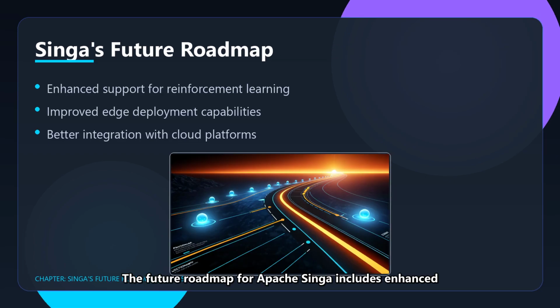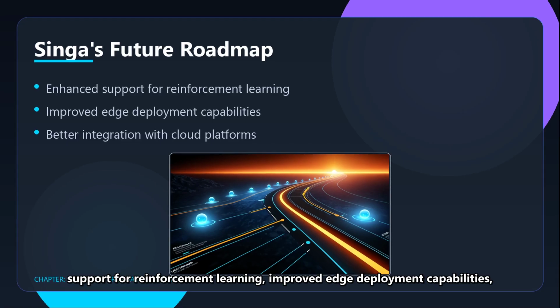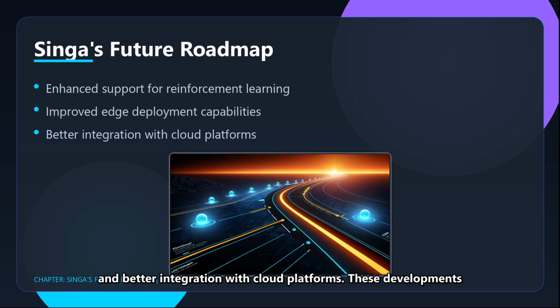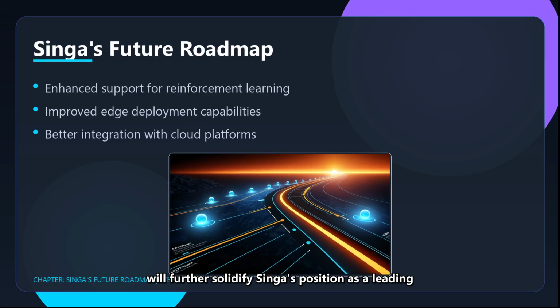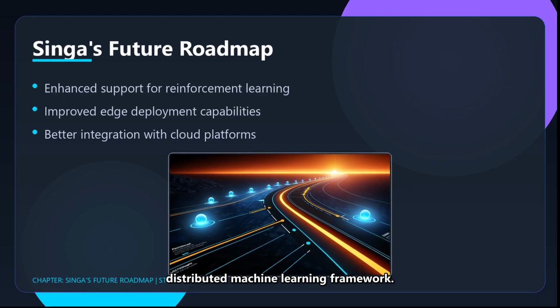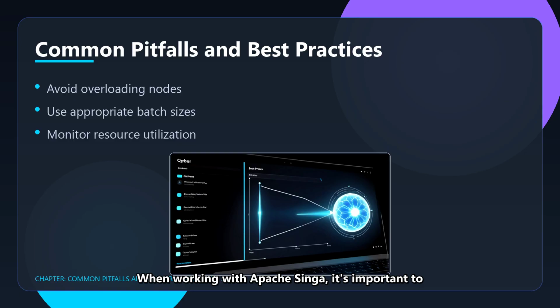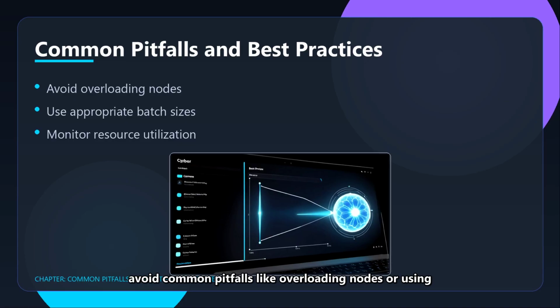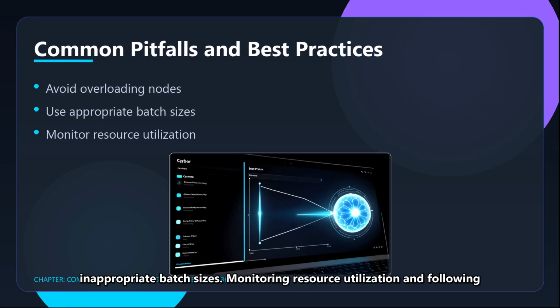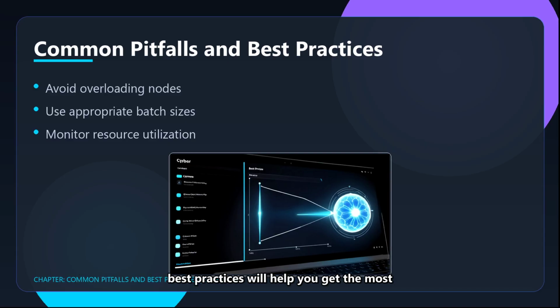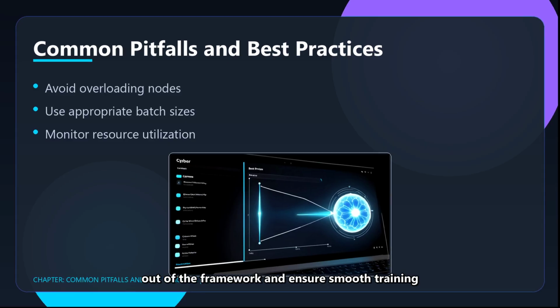The future roadmap for Apache Singa includes enhanced support for reinforcement learning, improved edge deployment capabilities, and better integration with cloud platforms. These developments will further solidify Singa's position as a leading distributed machine learning framework. When working with Apache Singa, it's important to avoid common pitfalls like overloading nodes or using inappropriate batch sizes. Monitoring resource utilization and following best practices will help you get the most out of the framework and ensure smooth training processes.